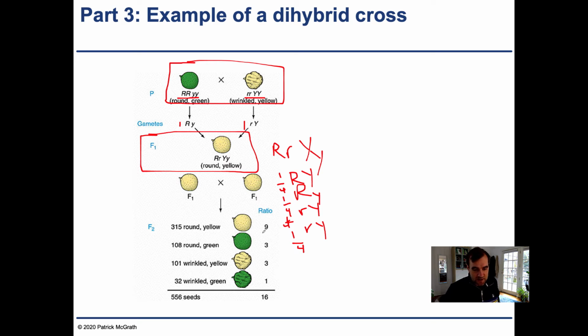So 9/16, you'll notice that it's out of 16ths. 9 out of 16 are round and yellow, 3 out of 16 are round and green, 3 out of 16 are wrinkled and yellow, and 1 out of 16 are wrinkled and green. So the most common phenotype is the one that has both dominant traits, round and yellow. The least likely had the recessive of both.